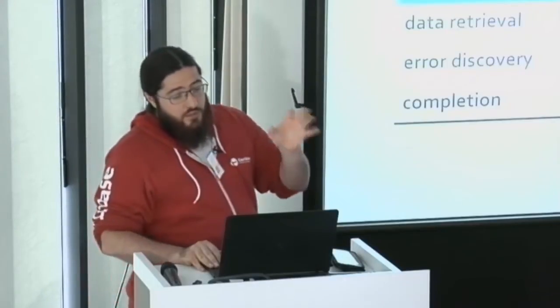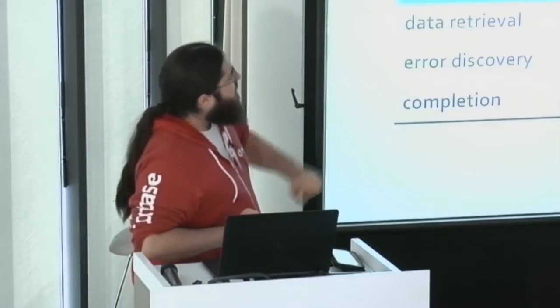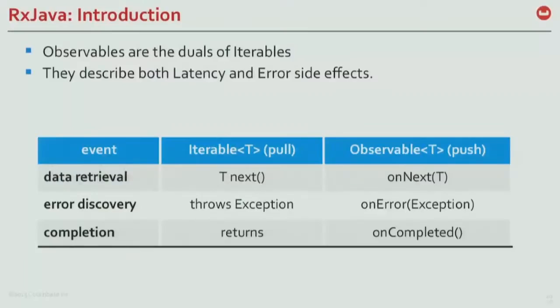Again, another example of going from pull to push. Pull, give me the next object. If something's happened, you throw an exception, and when something is finished, you return something. If you're asynchronous, you have an observable, and basically everything starts with "on" because it's all event-based.